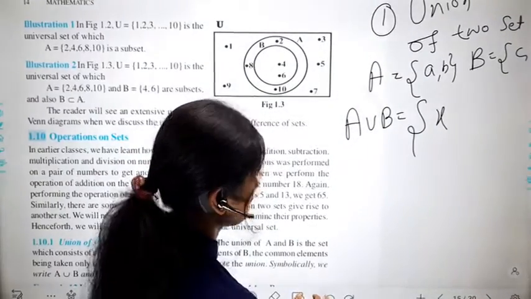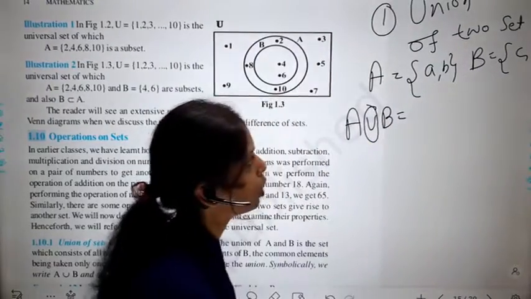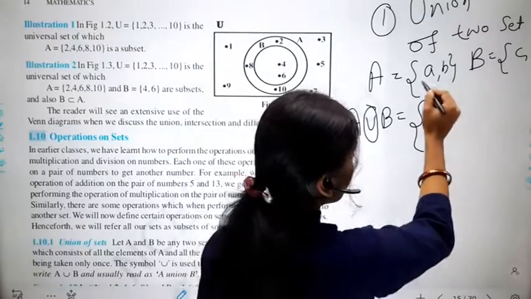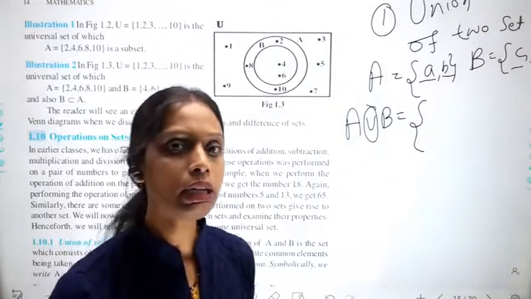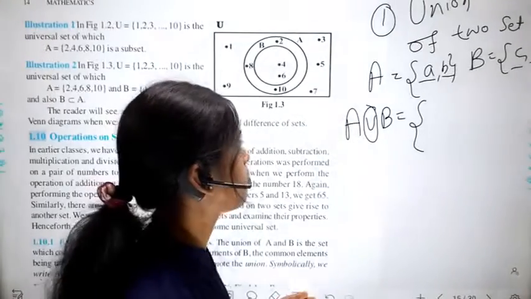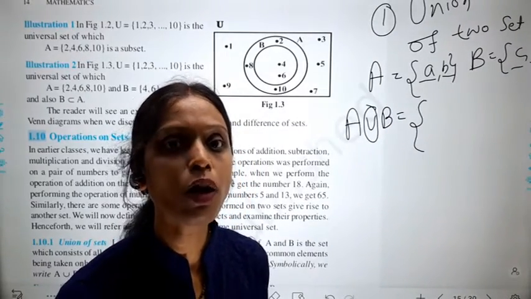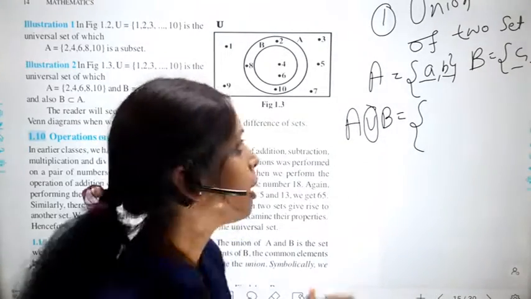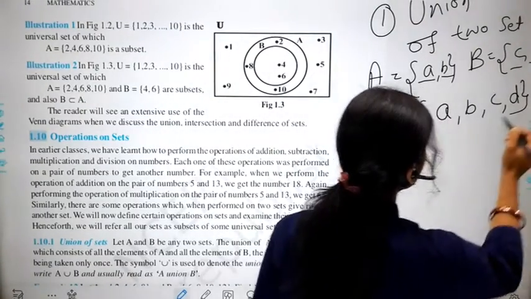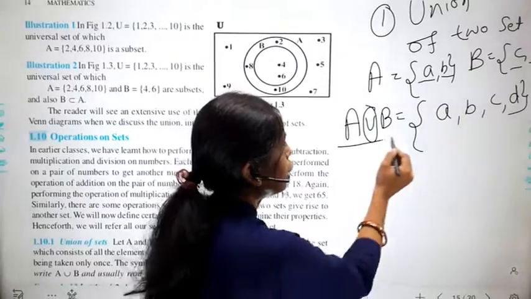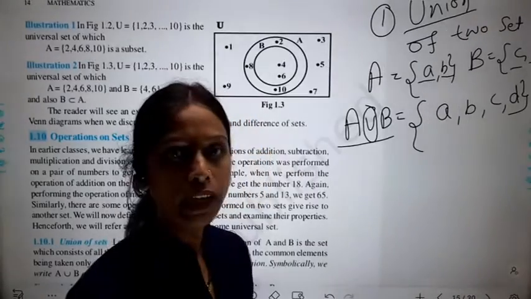What is this? First, we take an example. A union B. This is the symbol of union. And what will be A union B? a, b, c, d. The set A union B consists of elements that belong to A or that belong to B. Means a, b, c and d will be the elements of A union B. Then this is called the union of two sets.